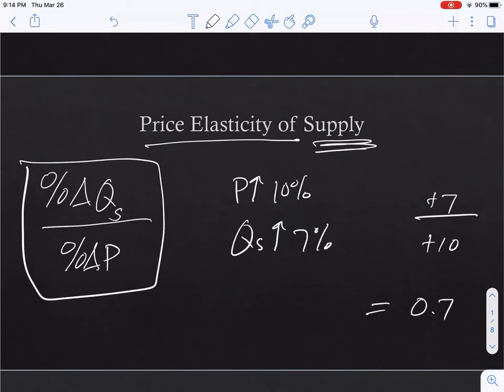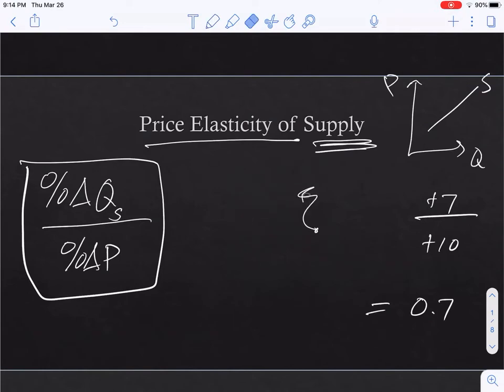0.7. Price elasticity of supply is always going to be positive, so you don't even have to worry about the negative sign here, because of the law of supply, if you recall, supply is upward sloping. So as price increases, quantity increases as well. There's a direct relationship. Because of that, this answer will always be positive.